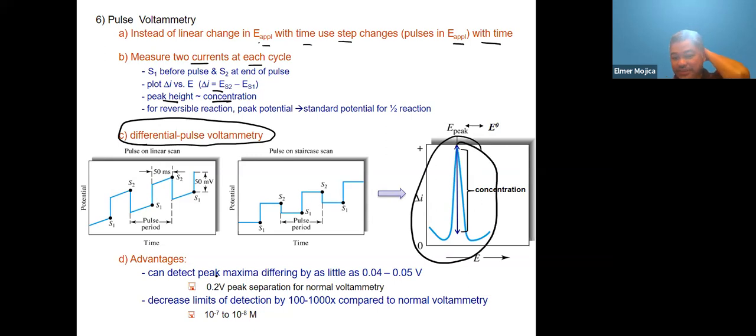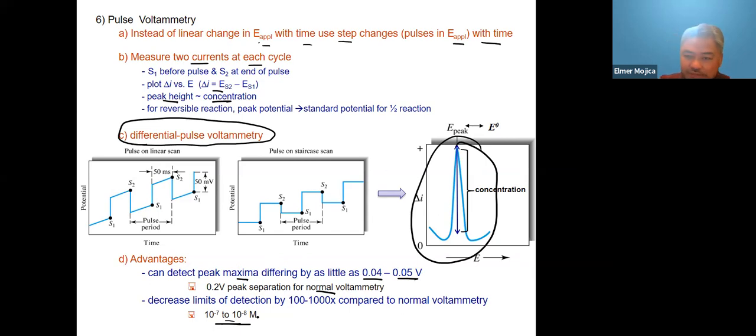So the advantage of this is it can detect peak maxima differing by as little as 0.04 to 0.05 volts, and a 0.2 volt peak separation is used for normal voltammetry. And the good thing about this, it can go as low as 10 to the negative 7 to 10 to the negative 8 molar. Okay.